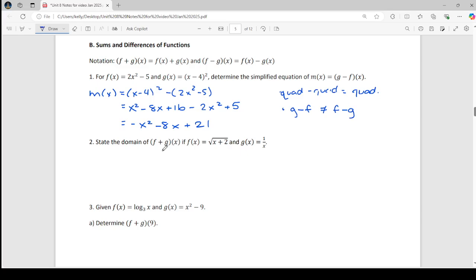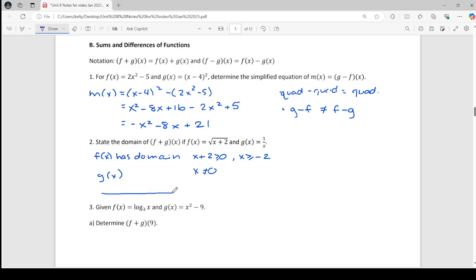So here we're asked to state the domain of f plus g if f is a radical function and g is a rational function. So look at their individual domains. f of x has a domain where everything under the root sign must be greater than or equal to 0, as in x must be greater than or equal to -2. g of x has a domain of all real numbers except for 0, which would cause an undefined output.